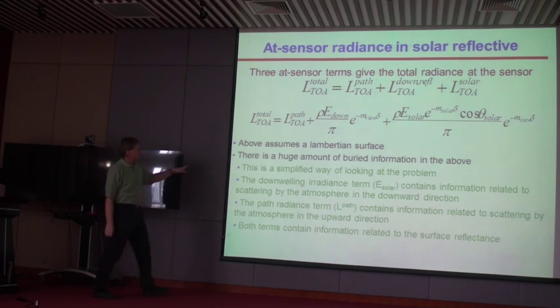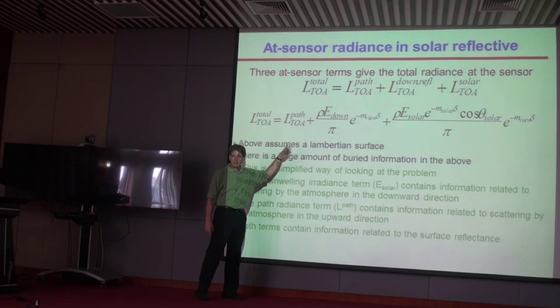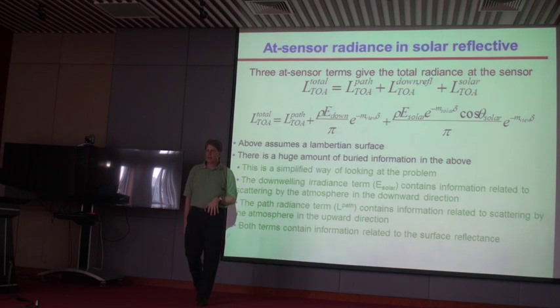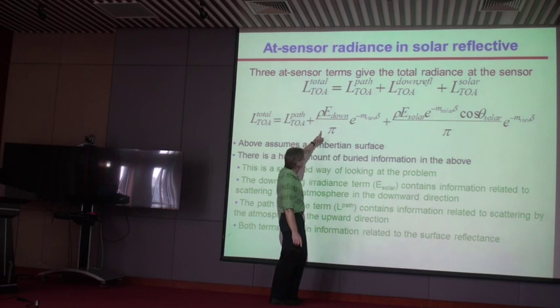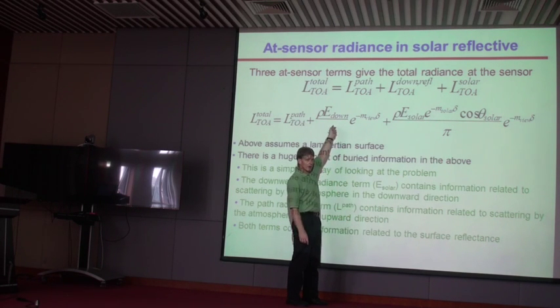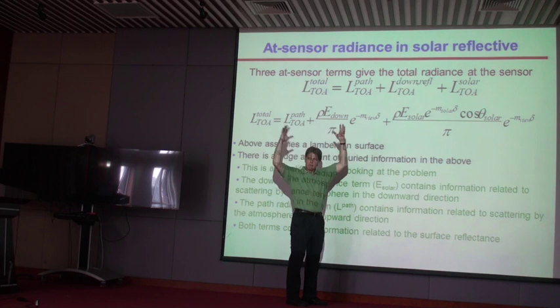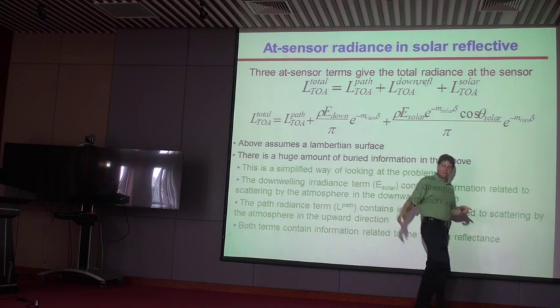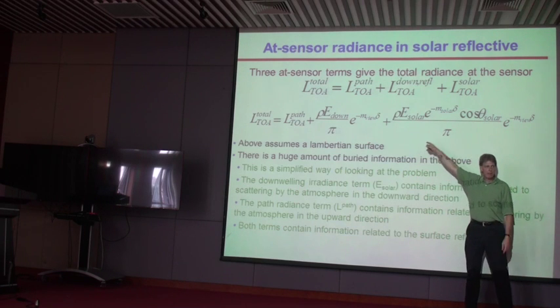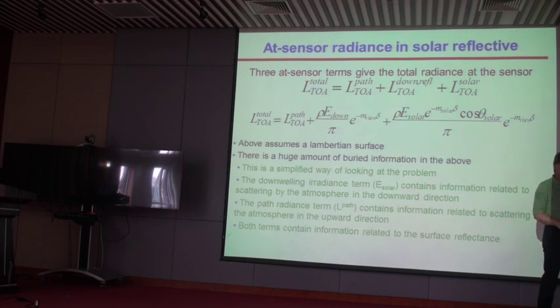So all you have to do is solve this equation. That's it. So your top of atmosphere radiance is just these three terms, basically. It's the path radiance, the downwelling irradiance from the whole sky. So this is all the skylight that's coming down. And then this term is the direct solar. It's the amount of energy coming from the sun through the atmosphere, hitting the ground and going back up.